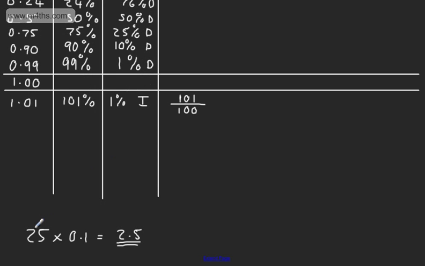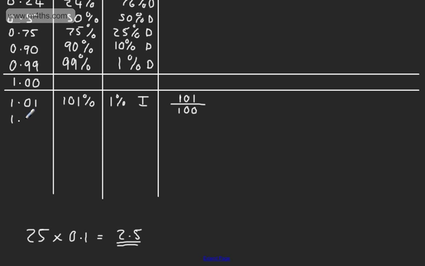If I now consider 1.01, if you wanted to look at this as a fraction, this is 101 over 100. We could see this now as 101%, or a 1% increase. So we're looking at increasing a quantity by 1%. So if I wanted to increase 25 by 1%, I could multiply it by 1.01.